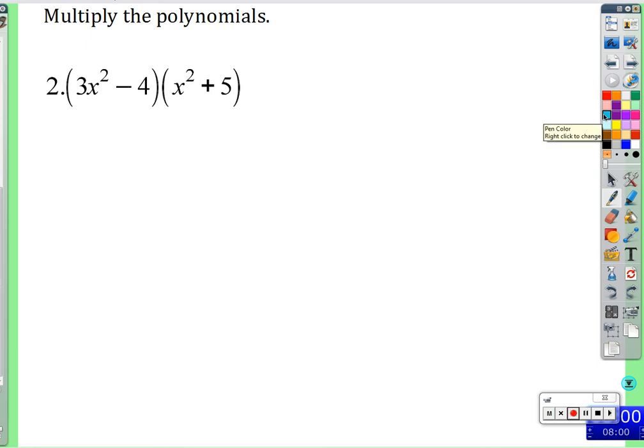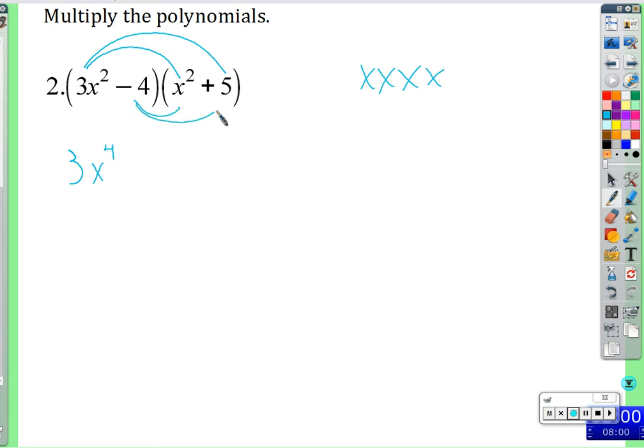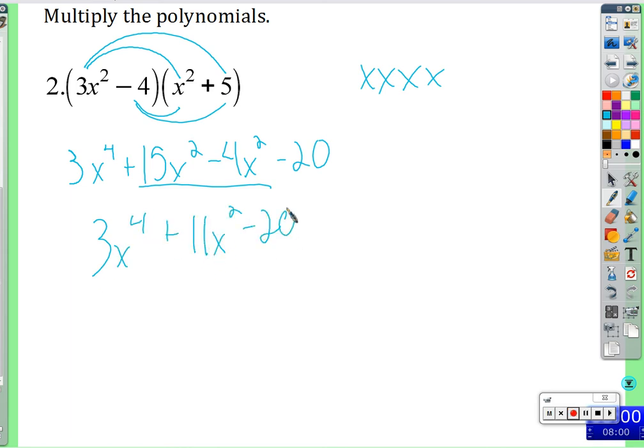Put that down a little bit. We distribute the 3x squared to both of these things. 3x squared times x squared is what? X squared times x squared, that's x to the fourth. And we distribute the negative 4. Oh, sorry, we didn't distribute the 3x squared to the 5. It was 3x squared times 5, 15x squared. We have negative 4 times the x squared, negative 4x squared, negative 4 times 5, negative 20, like terms, plus 11x squared, minus 20.